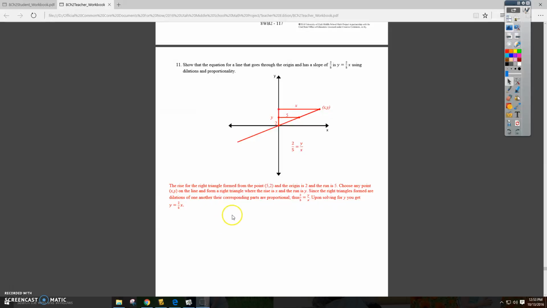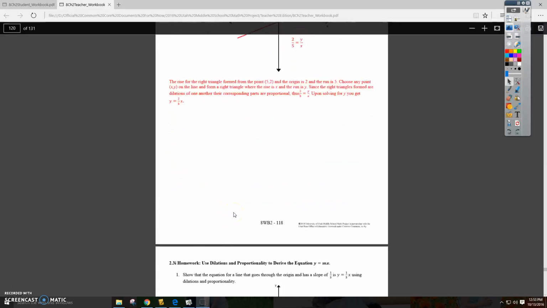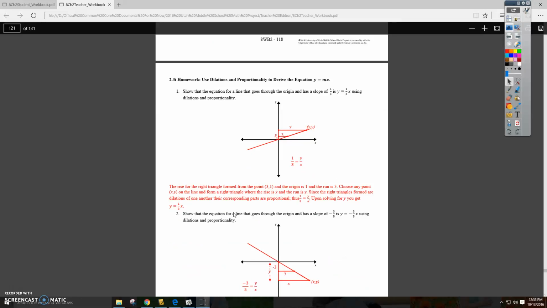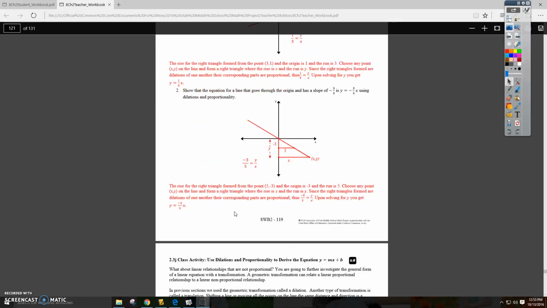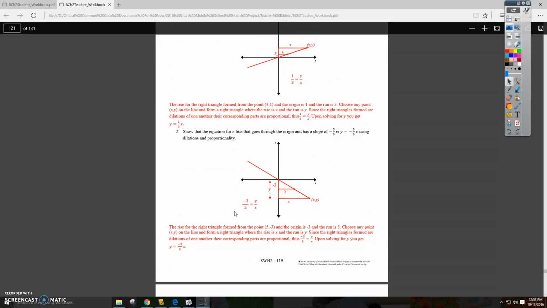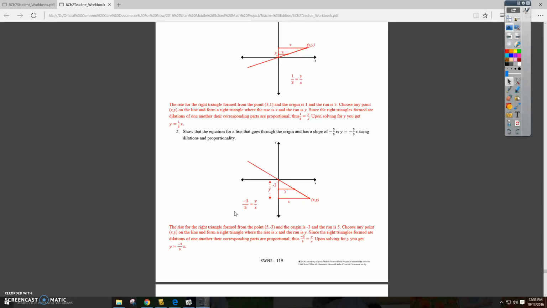Perfect. And that's it. So now you just need to turn your page to the next one and do your homework assignment. And it's just this one page, so when you're finished with this, go ahead and do your homework. Anything that you're missing, you can catch up on.